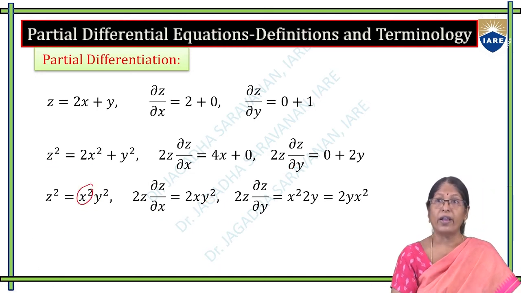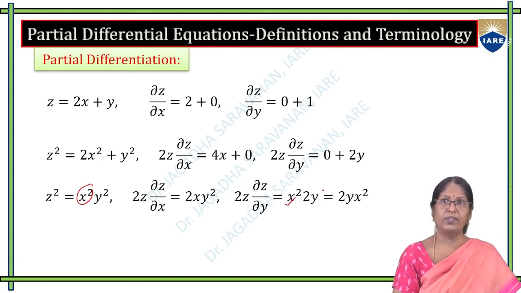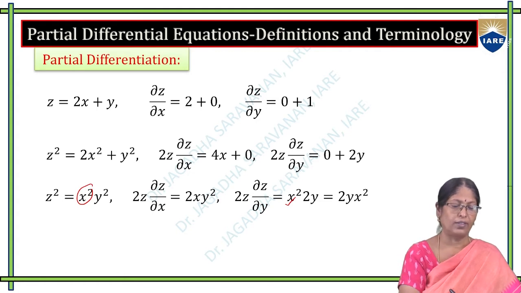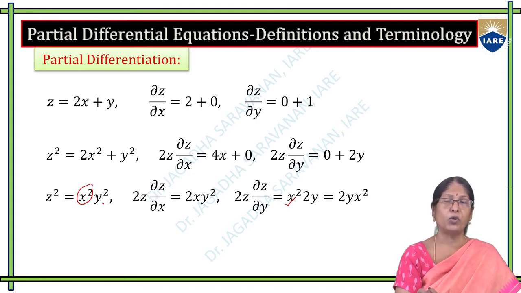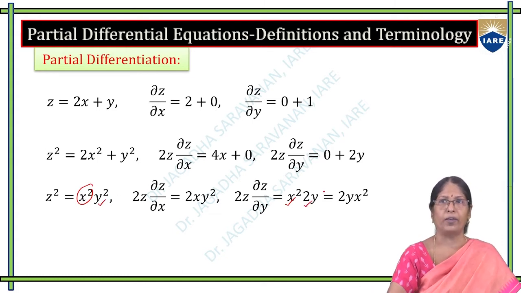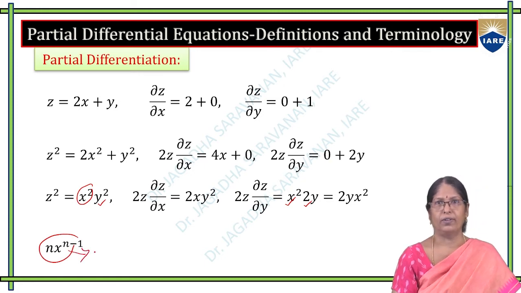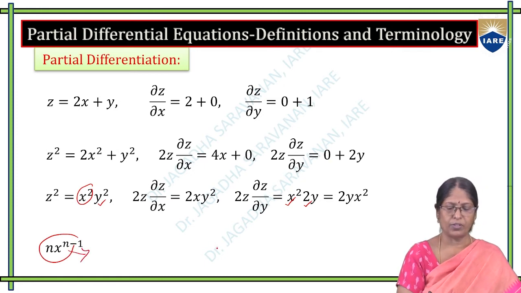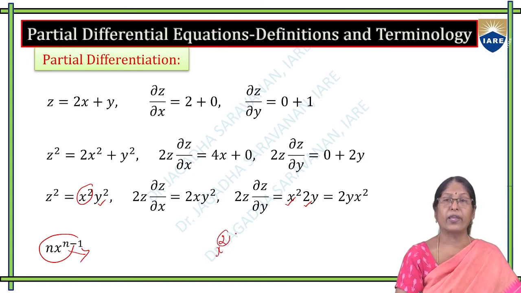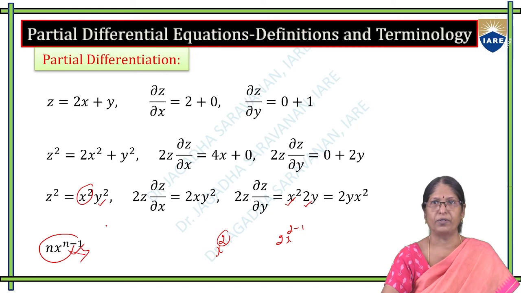Here x square is treated as constant, but we will consider it because they are put together, combined with the operation of multiplication. Y square, which is 2y. So 2y x square. This is ordinary differentiation. So the formula: suppose x square, n is playing the role 2, so 2x, power 2 minus 1. So here we have done it.